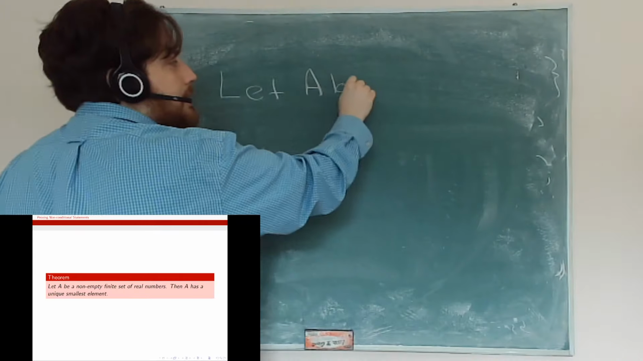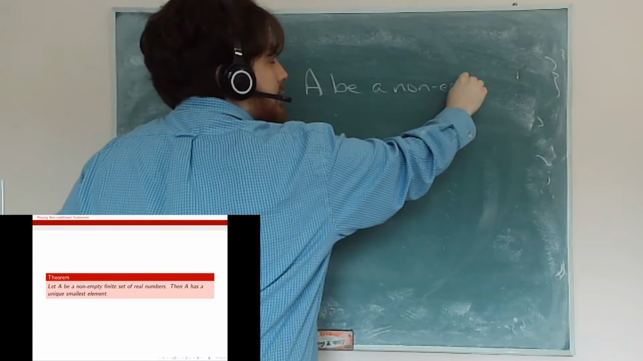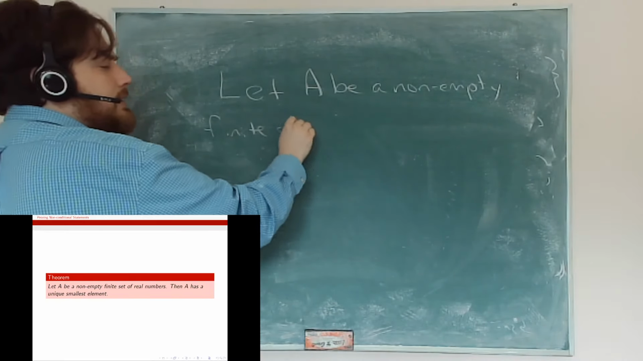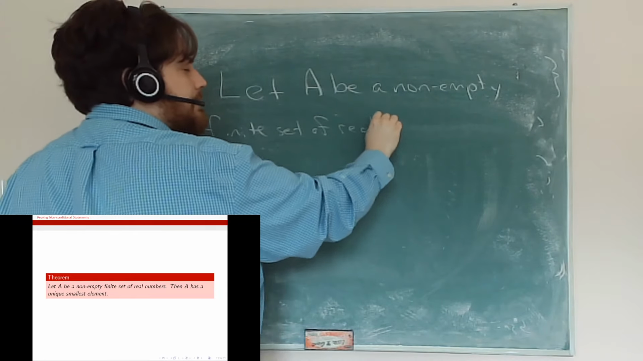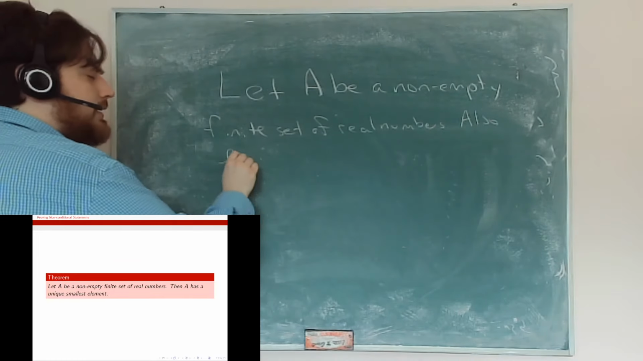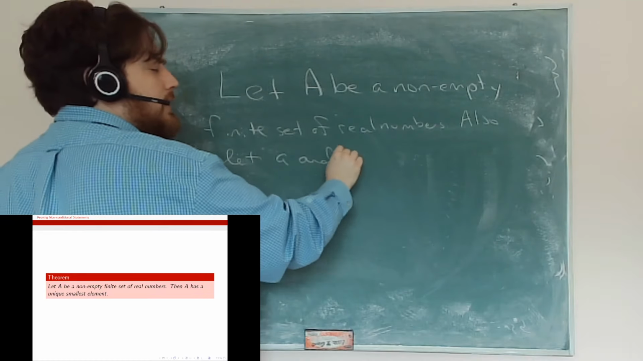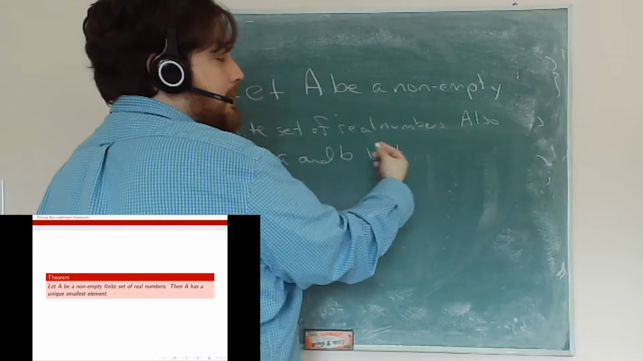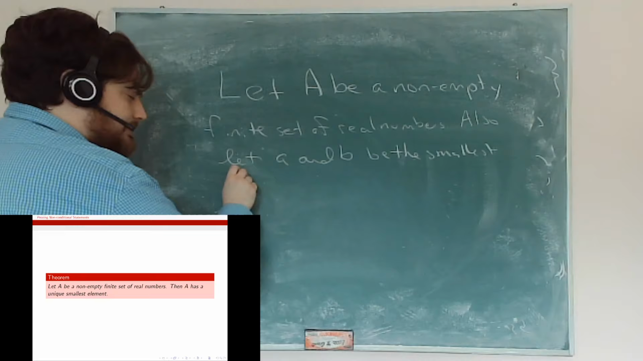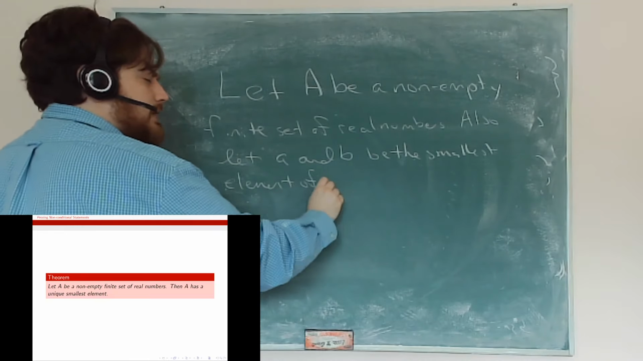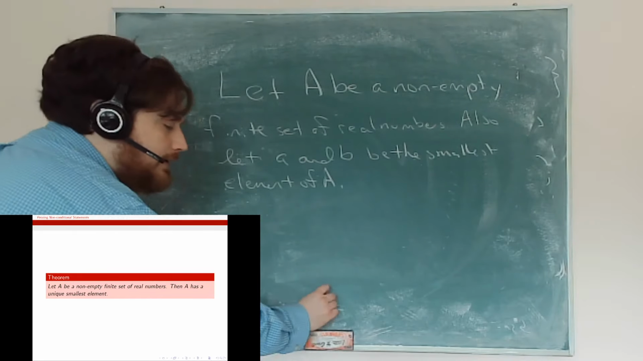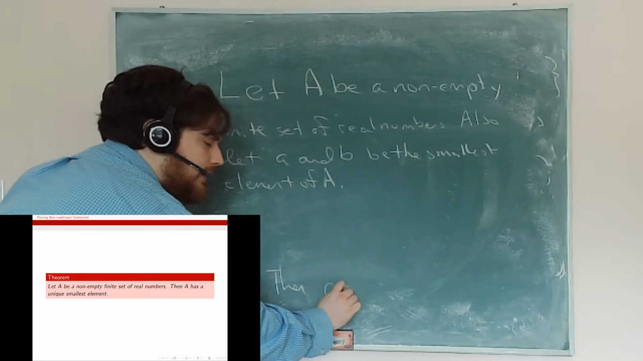So let A be a non-empty finite set of real numbers. Also, let a and b be the minimum of the set, or the smallest element in the set. So I'm going to consider a and b to be the smallest elements. Since I want to show uniqueness, my goal is to show a is equal to b.